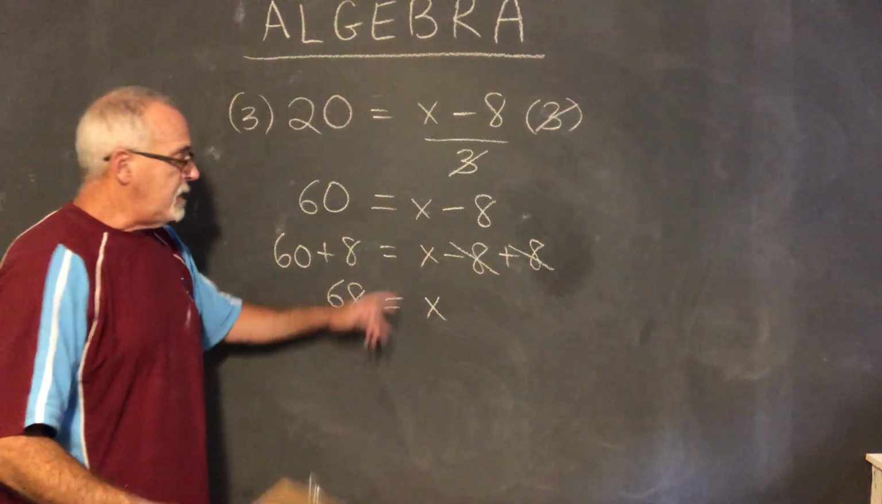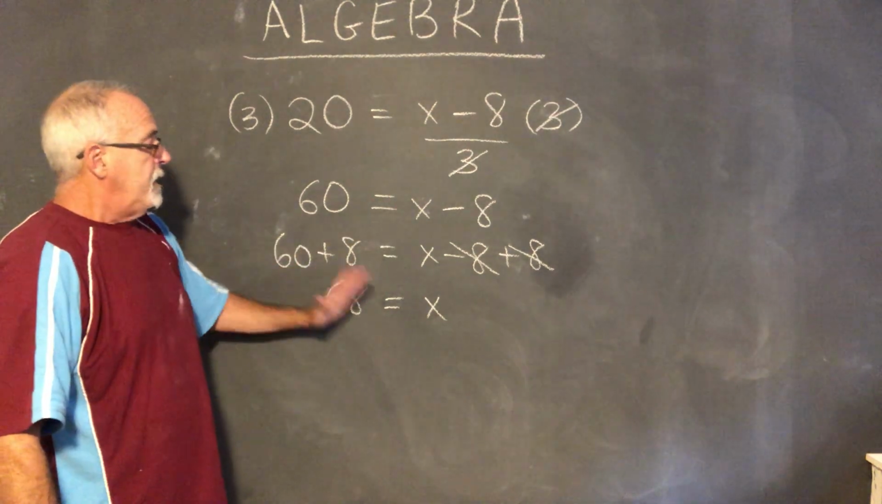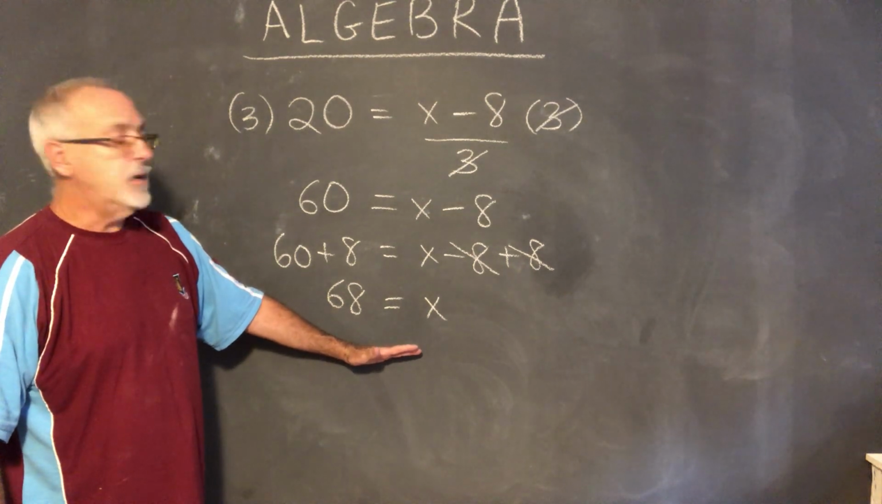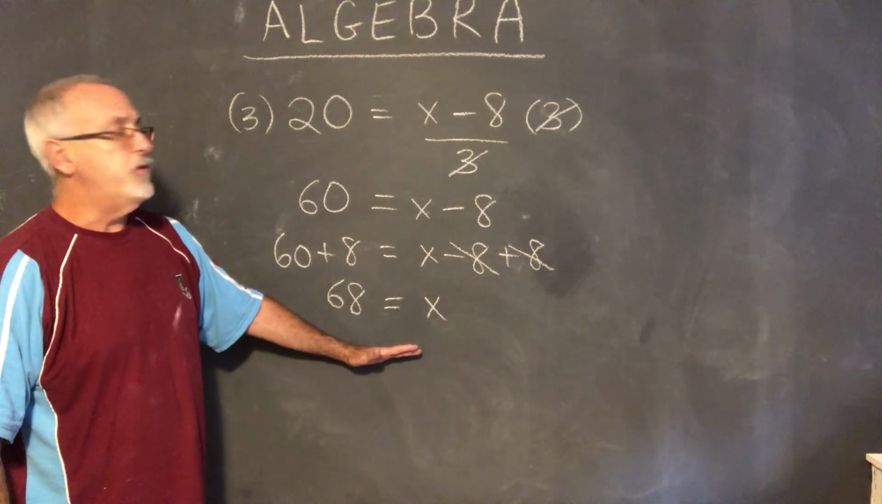It's neat because I didn't have to write too low on the chalkboard wall. It's backwards and we don't care. 68 equals x means x equals 68. We don't let that bother us.